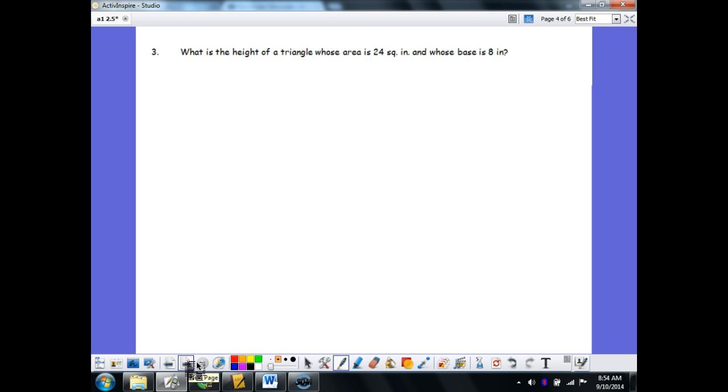All right, so we want to find the height of a triangle in number 3, the height of a triangle whose area is 24 square inches and whose base is 8 inches. So we're going to use this formula. If you look back at the previous table, the area of a triangle is 1/2 the base times the height. And we're going to plug in what we know. We know the area is 24. We have the 1/2. We know the base is 8 inches. And we want to find the height.